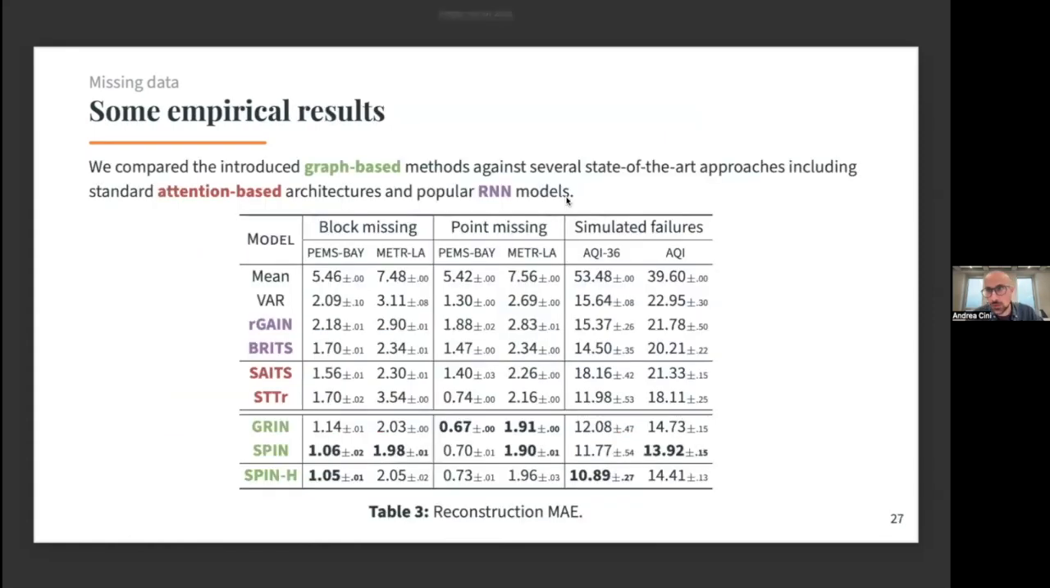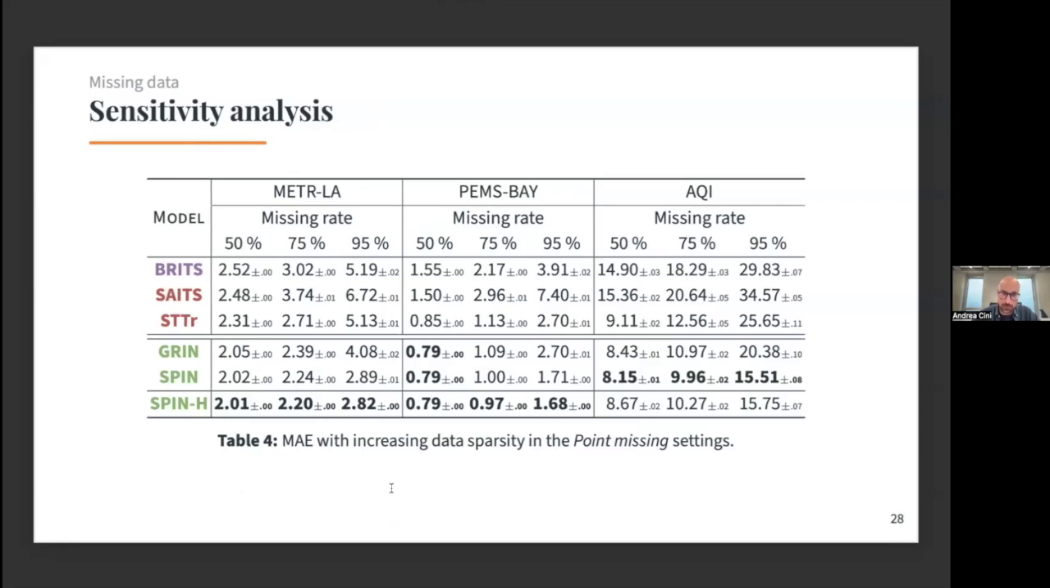And if you look at the performance, here it's again across several datasets and several missing data distributions. We see that the graph-based approach that we introduced, in particular this one with an H, the hierarchical version of attention, so the one that is more computationally efficient, performs much better than both RNNs and also other attention-based architectures that do not include this graph component. So in these standard settings, the performance of SPIN and GRIN are somewhat close. If we perform a sensitivity analysis with respect to the rate of missing data, we see that the attention-based model is much more robust to an increased number of missing observations.